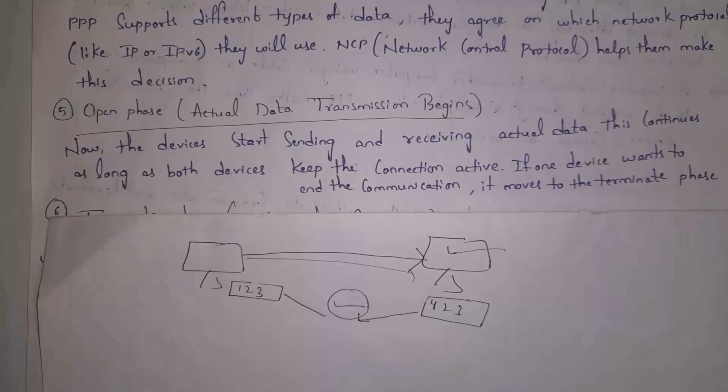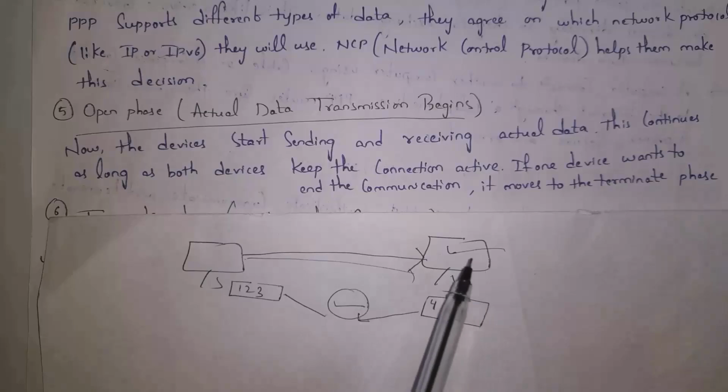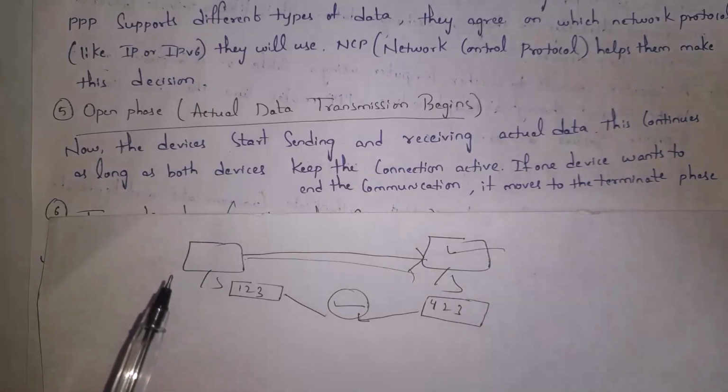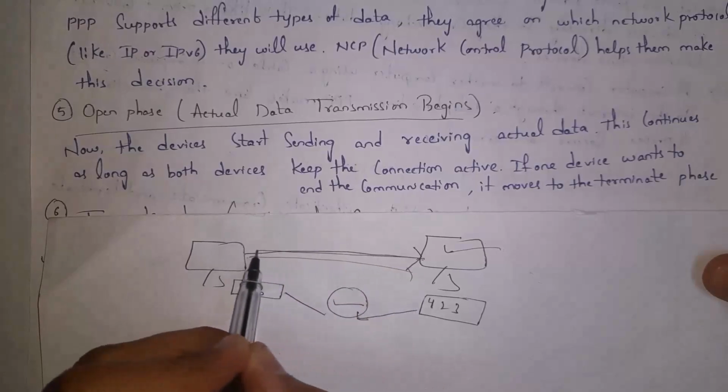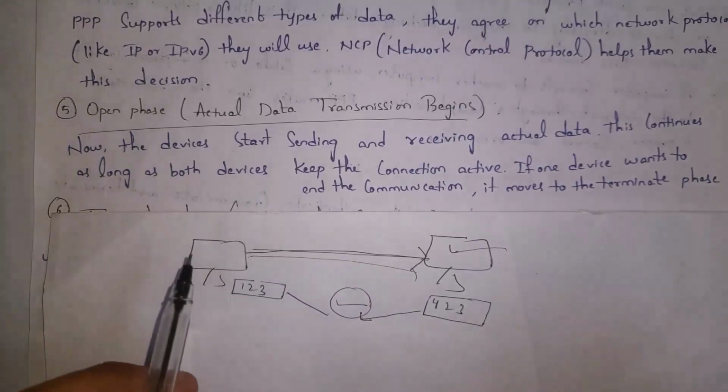And fifth phase is open phase. In open phase, devices will start sending and receiving actual data. Guys, how much time devices communicate with each other, that much time the communication link is active. Communication link is nothing but wire. Guys, data is successfully reached to this computer.